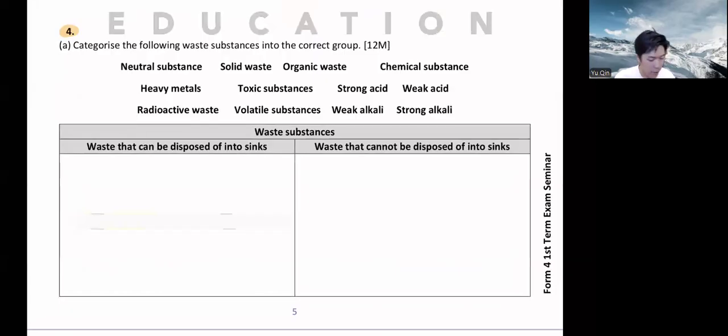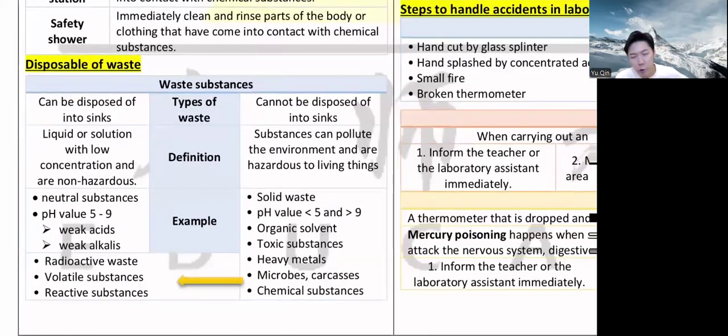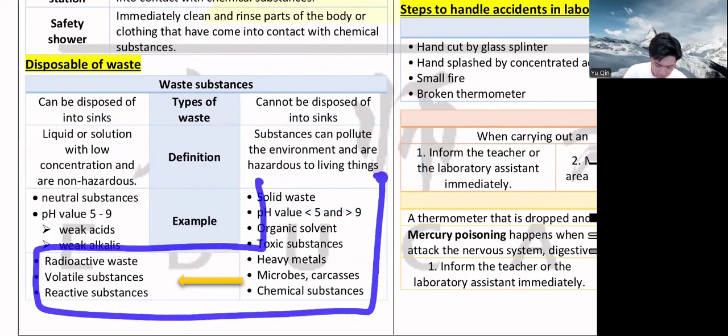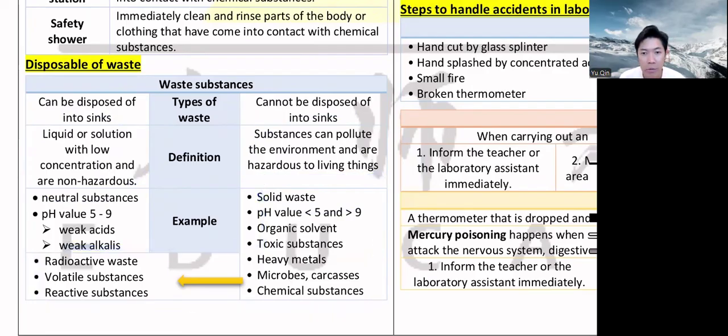Question number 4, page 5. The next part will be things that can be thrown into the sink or cannot be thrown into the sink. Things that can be thrown into the sink are low concentration substances or non-hazardous to the environment and to living things. Things that cannot be thrown into the sink are hazardous and can pollute the environment. So actually quite a lot of things to prohibit.